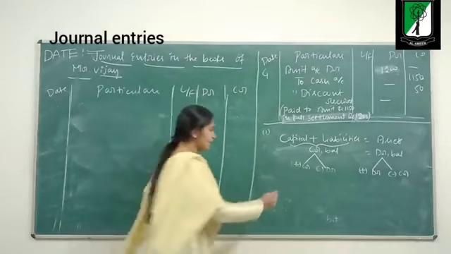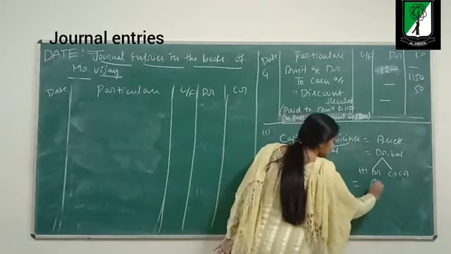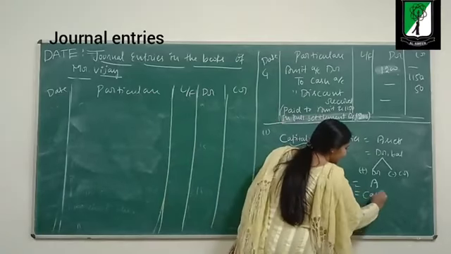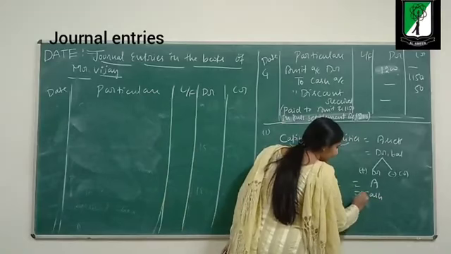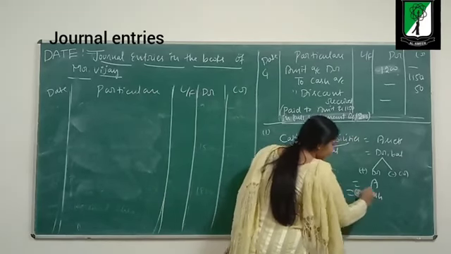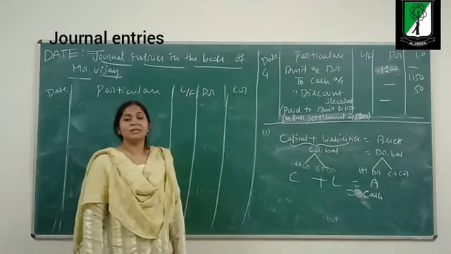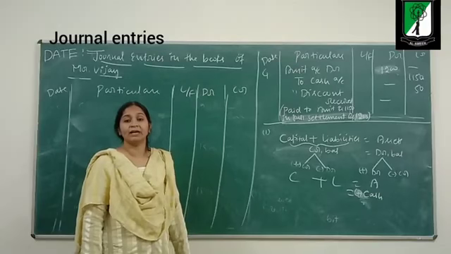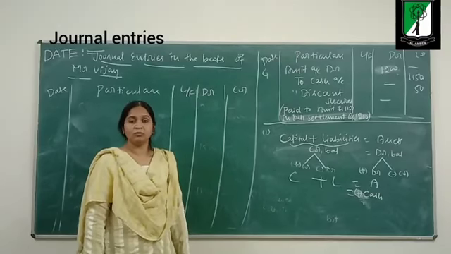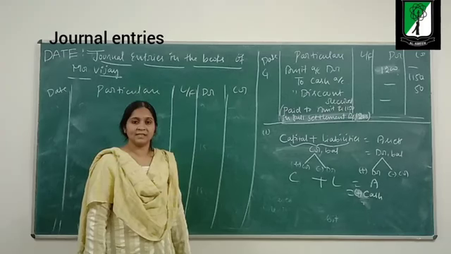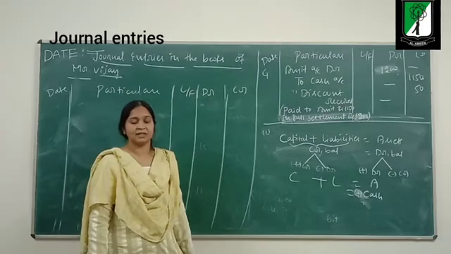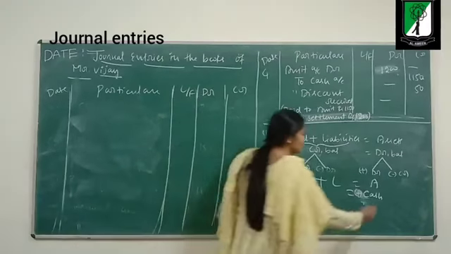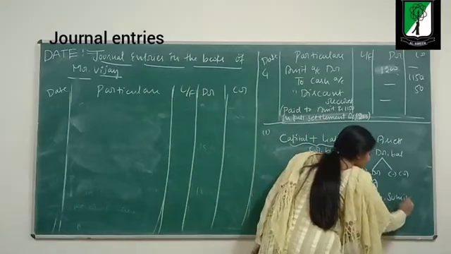What is happening here? Capital plus liabilities is equal to assets. Received from Sumit, so the business is receiving cash. What is happening to my cash balance? It is increasing. Sumit is my debtor. Debtors are customers from whom the business will receive money in future. Since Sumit is a debtor, Sumit is also an asset.